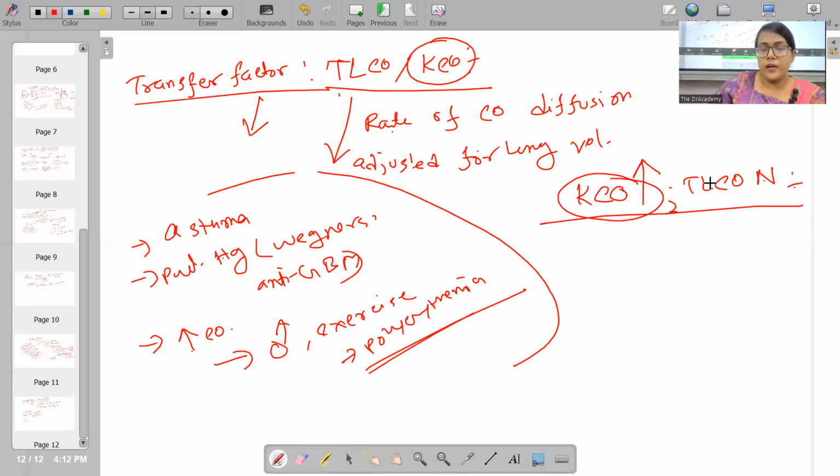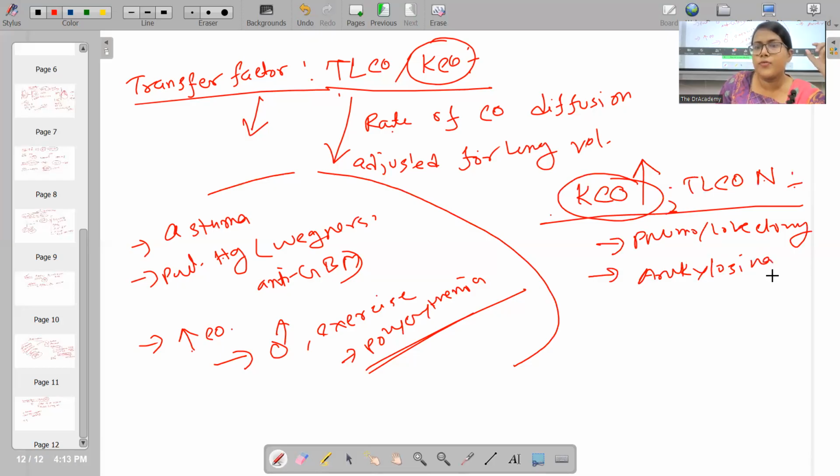Okay, yeah, sorry about that. So KCO is increased when the TLCO is normal. These are the conditions when the lung volume is compromised, okay. For example, pneumonectomy or lobectomy. Another one would be ankylosing spondylitis, because from the external compression, the lung volume is reduced. In comparison to that, the carbon monoxide diffusibility is not hampered, okay. So in those conditions, the transfer coefficient will be increased, but the total lung transfer factor will be normal. Just remember conditions when the lung volume is compromised, okay.